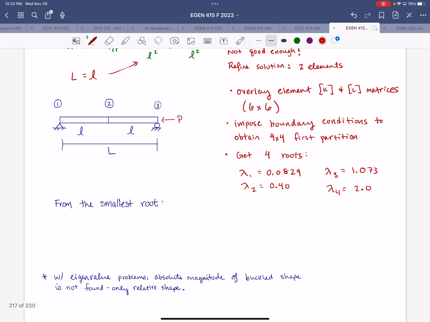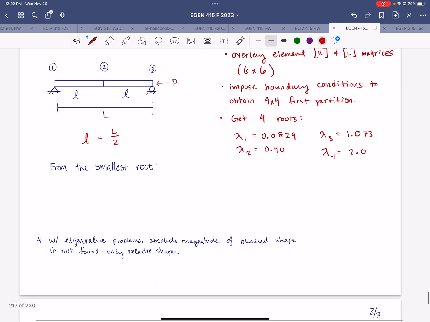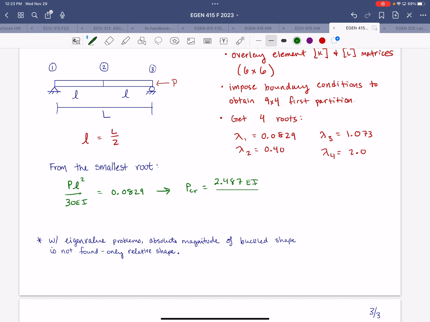So here, now since we have 2 elements, 1 element length is equal to half of the beam length. So taking the smallest root and solving for the critical buckling load, we have PL squared over 30 EI for lambda is equal to 0.0829. So our critical buckling load comes to 2.487 EI over the element length, little l squared.